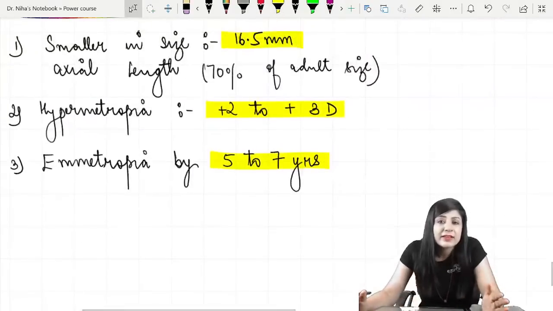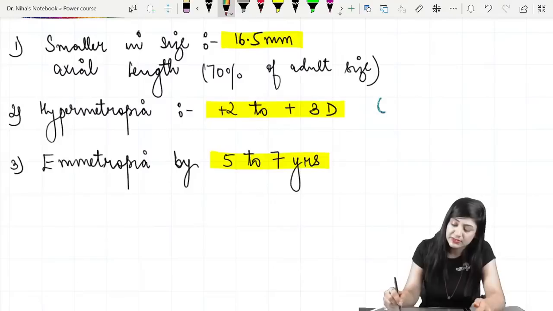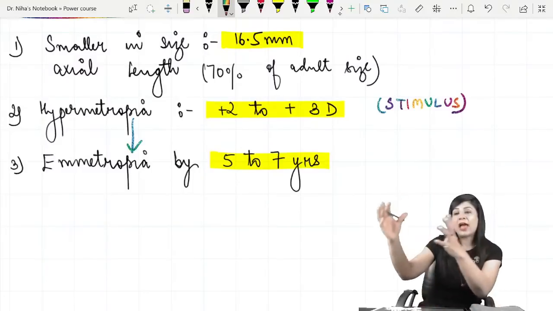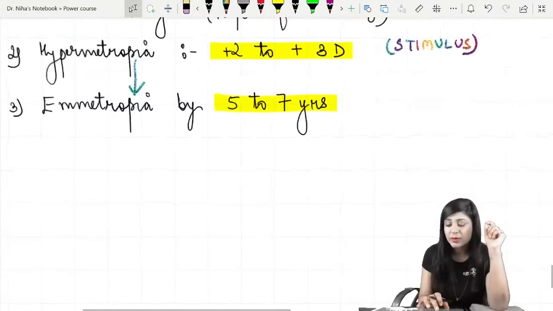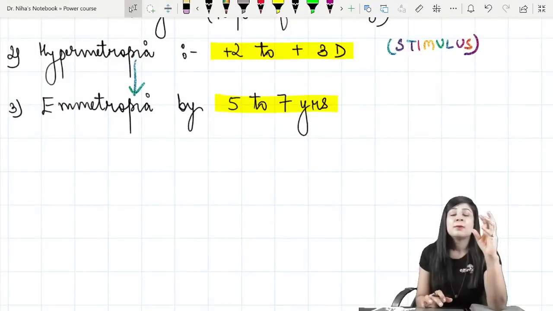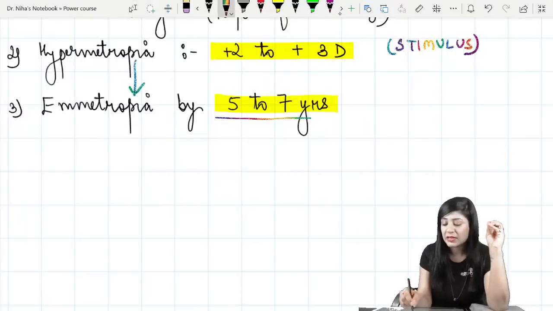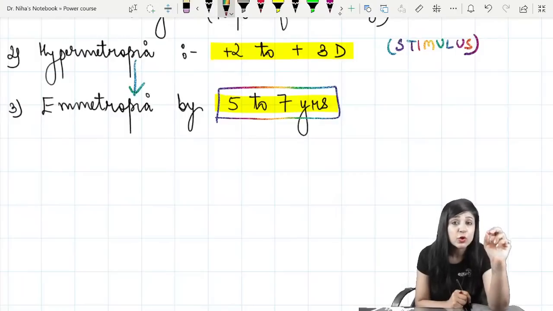So slowly and gradually, hypermetropia is basically acting as a stimulus for the growth of the eyeball, to grow and become emmetropic. So I can say that hypermetropia is actually good for the eye because it was smaller. This stimulates the eyeball to grow and become emmetropic by the age of 5 to 7 years. Okay, so this is the growth part.